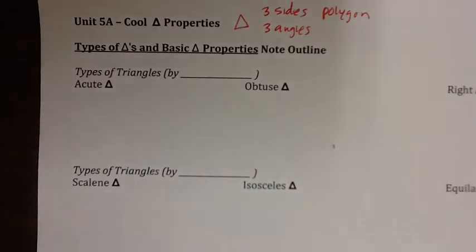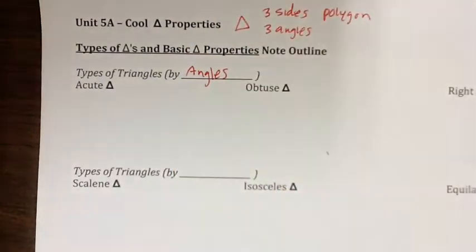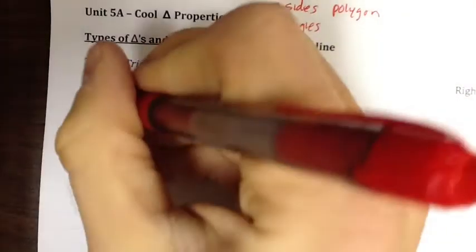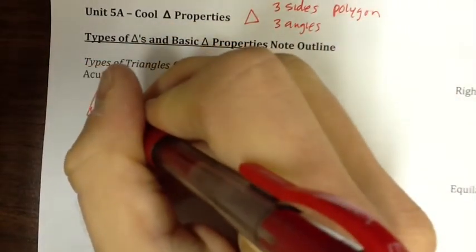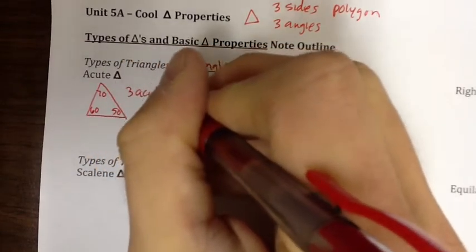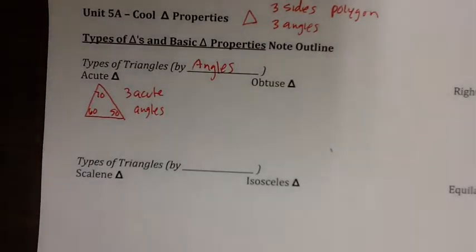But we're going to talk about ways that we can name these triangles. And we can name them by their angles. Only by their angles. And so if we have an acute triangle, draw a picture here. An acute triangle just has three acute angles. So this triangle right there is an acute triangle. We're not talking about the sides. It doesn't have anything to do with the sides. Here we're just saying it's got three acute angles, so it's an acute triangle.